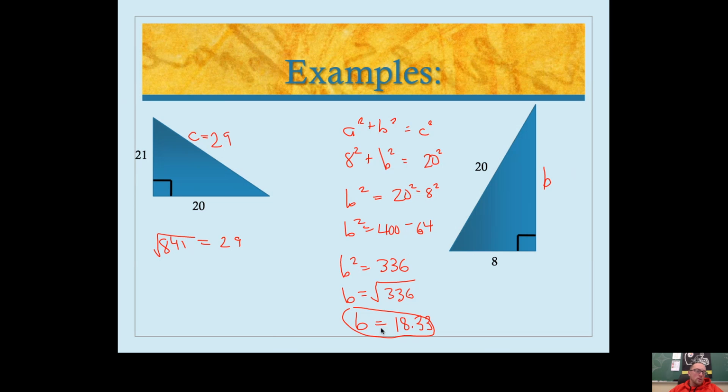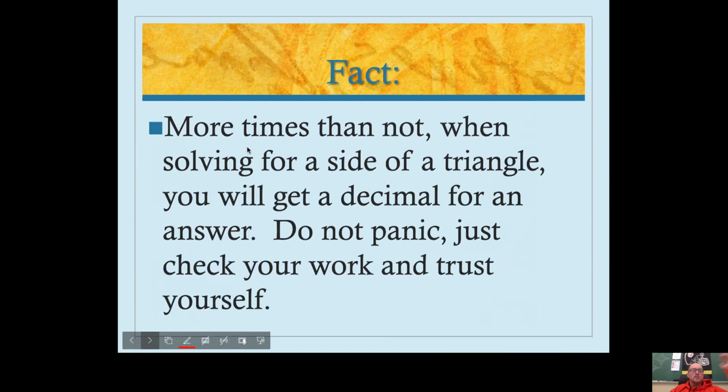And notice how that was a whole number and this one wasn't. That's okay. More times than not, when solving for the side of a right triangle, you're going to get a decimal for an answer. Don't panic, just check your work and trust yourself. Think about it. If you're finding the lengths of things, very rarely is it going to come out to be a whole number.